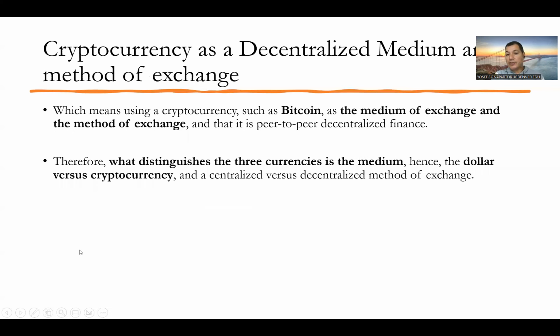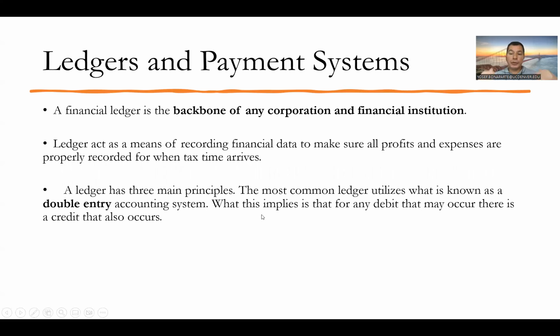Ledgers and payment system. A financial ledger is the backbone. When you work, like today, you go buy breakfast, lunch, you sell something, you get something in your bank account, all of that is reported in the ledger. So the ledger is the backbone of any corporation and financial institution. A ledger has 3 main principles.